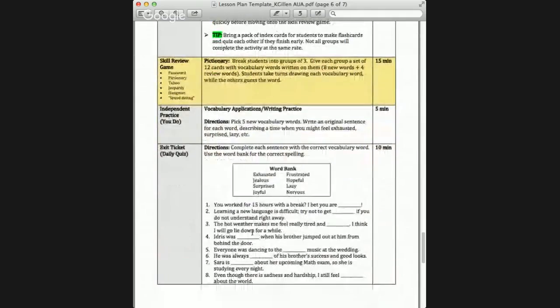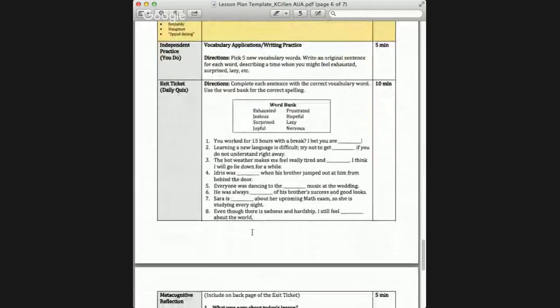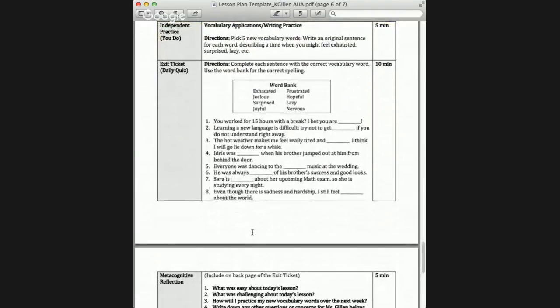Okay, so after the Pictionary game is done, and again, you should be walking around and monitoring the game and helping students when needed, this is when you do independent practice. So students have had now 3 chances. They've had your teacher modeling, they've had the guided practice, the fill in the blank story, and they've had a game, Pictionary, to practice with the words. Now it's a chance for them to use the new vocabulary words independently.